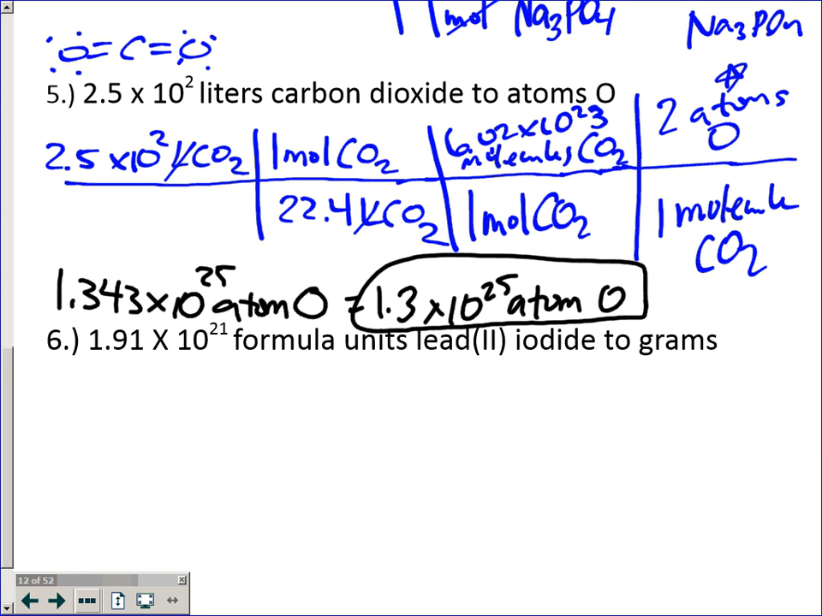What is Pb? What is Pb on this? There it is. 207.2. This is a weird calculation.